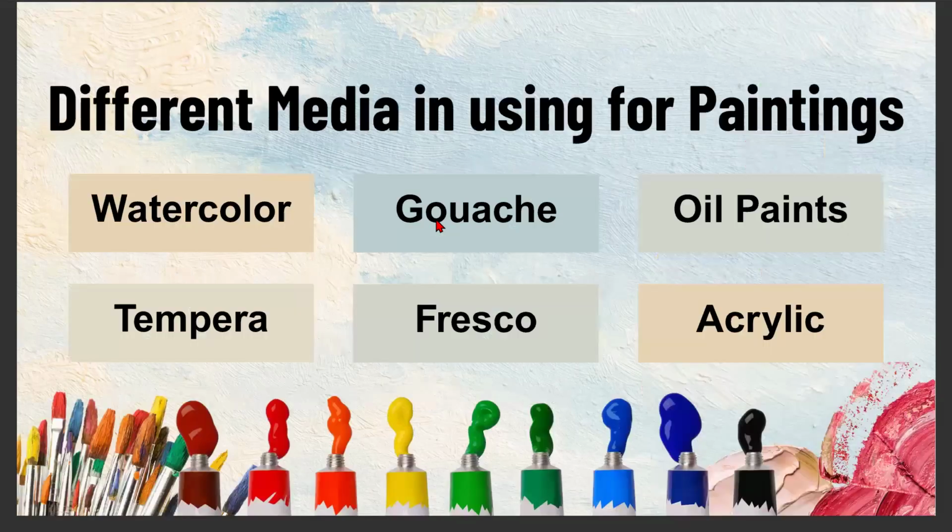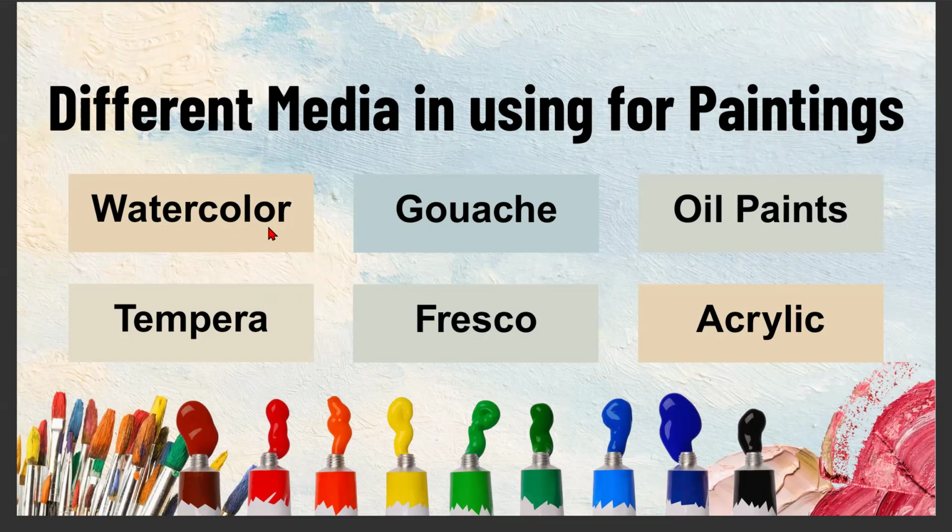So these are the different media that are commonly used for painting. The first that we have is watercolor. From the word itself, watercolor is a type of painting which combines paint with water color. Watercolor commonly has transparent layers.